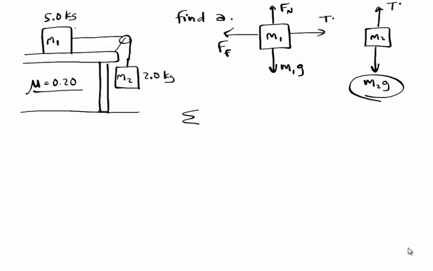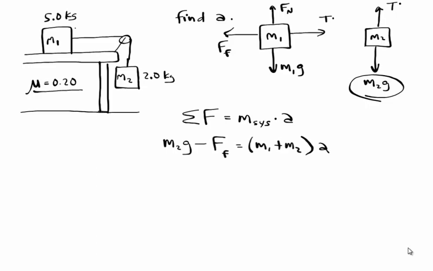So when I say the net force equals the mass of the system times a, I'm going to make some substitutions. The force that's driving it forward is the weight of the second box. The force pulling against it, since we get to consider tension an internal force that's going to cancel out, the only thing that's really pulling against it is the force of friction. And that's going to equal the mass of the system, which is both of the masses combined, times the acceleration.